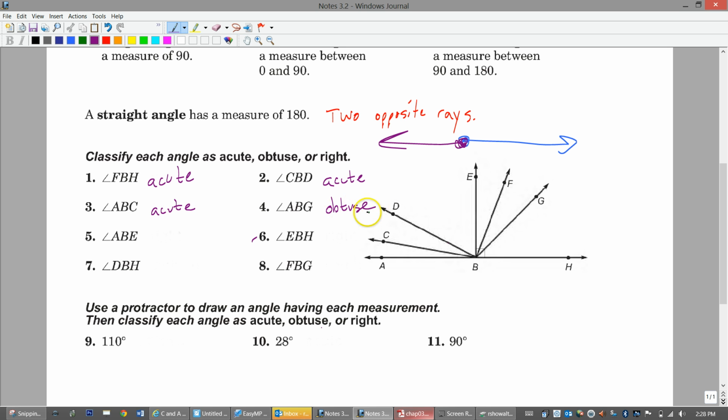Number 4. Obtuse. Not so cute, as in big. Just saying. Okay. Right?